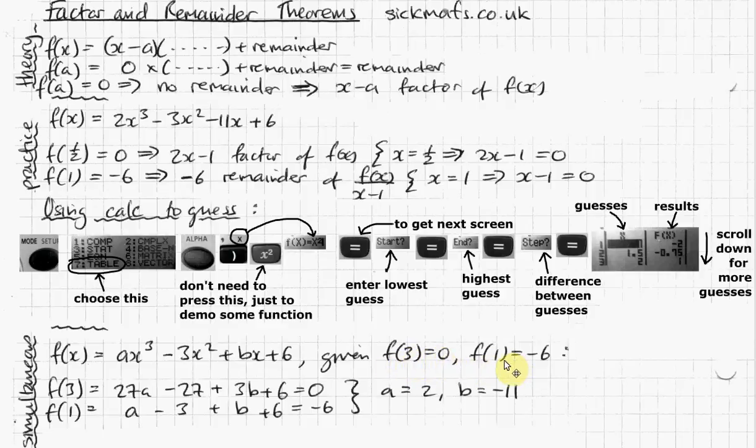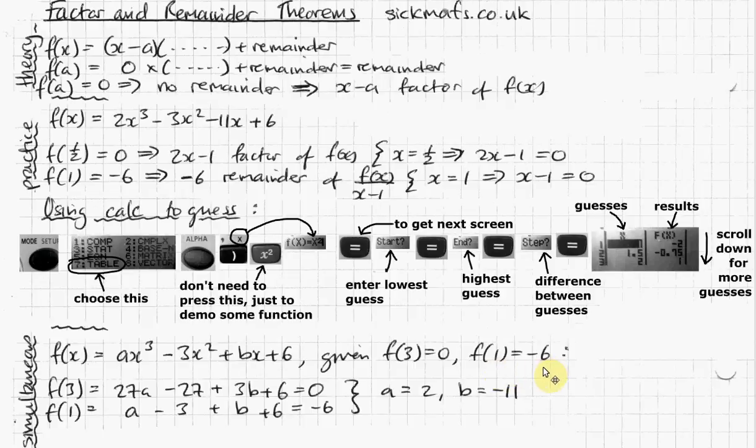And then you're told f(1) equals minus 6, or the remainder is minus 6, is another way of saying it. They say it all sorts of ways, and you have to interpret it from what I've already explained. So f(1) equals minus 6. Another way of saying that is if f(x) was divided by x minus 1, the remainder is minus 6.